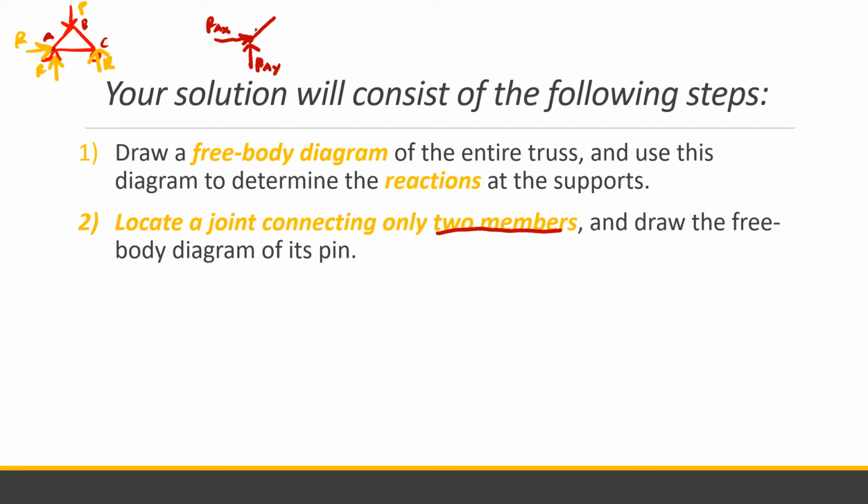Say for example, for the force AB, let's assume it is in compression, and the force AC, let's assume it is in tension. So these are the two unknowns.